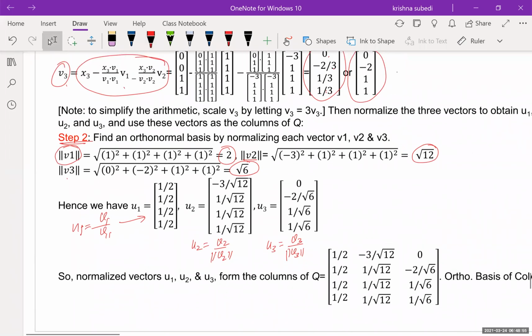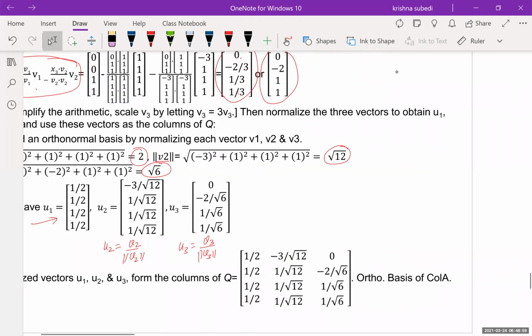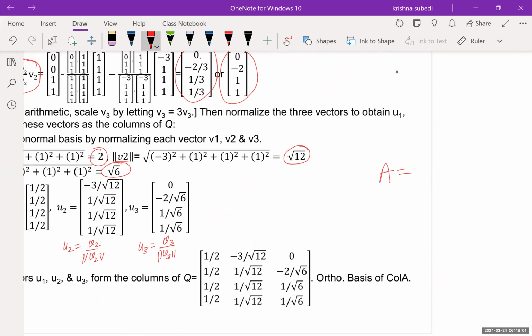Now, QR factorization means what we need to do is split that A into two matrices, Q and R. That's all we need to do. Matrix A is given, and we want to factorize matrix A into two matrices, Q and R. We call it QR factorization. Now the question is, what is Q?